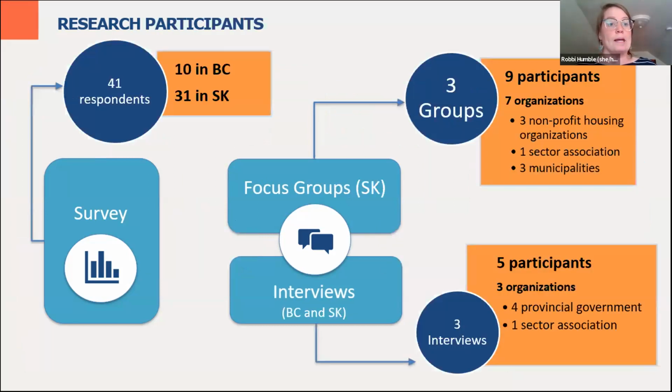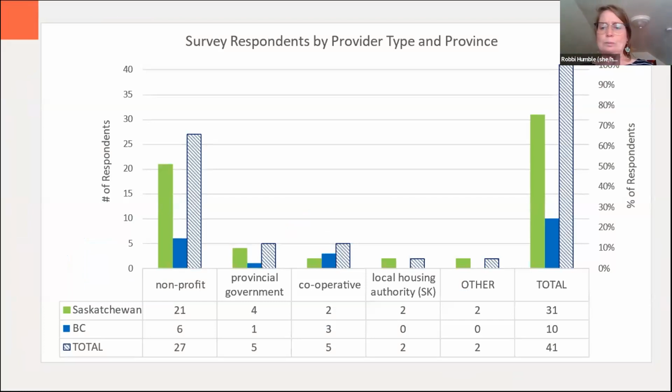So here's just a snapshot of the number of participants in the different methods. And so, as I said, I didn't have as many participants in the survey in BC, which also influenced my ability to do the focus groups there. So I had 31 respondents in Saskatchewan, 10 in BC, and I'll dive into the focus groups a little bit later. And so the majority of respondents were from nonprofit organizations, which mirrors a lot of the sector.